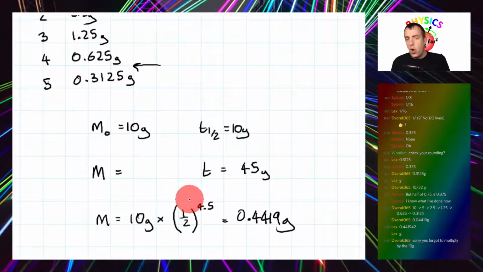But you'll notice it's not halfway between 4 half-lives and 5 half-lives. What is exactly halfway between 4 half-lives and 5 half-lives? Okay, I'm not saying what's 4.5 half-lives worth. I'm trying to say what is the amount of mass exactly halfway between 4 and 5 half-lives. I suppose what I'm saying is what's exactly halfway between 0.625 grams and 0.3125 grams.